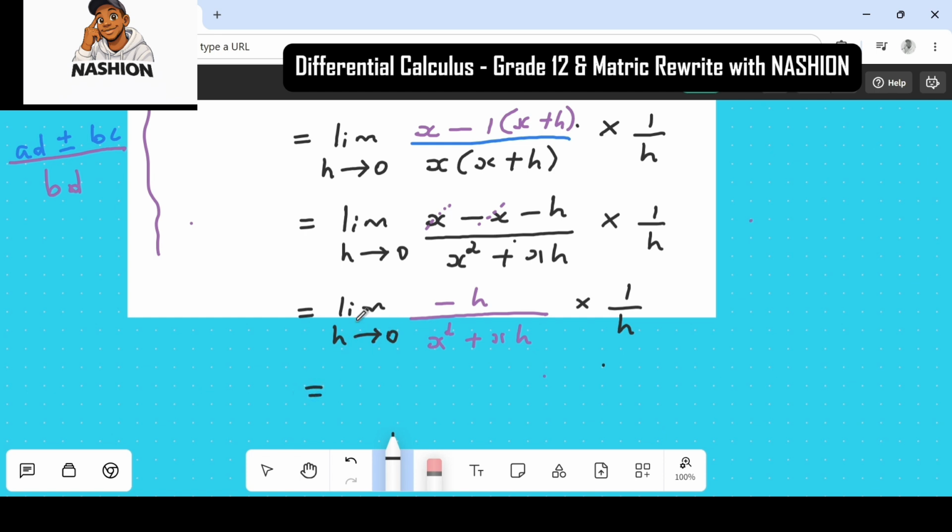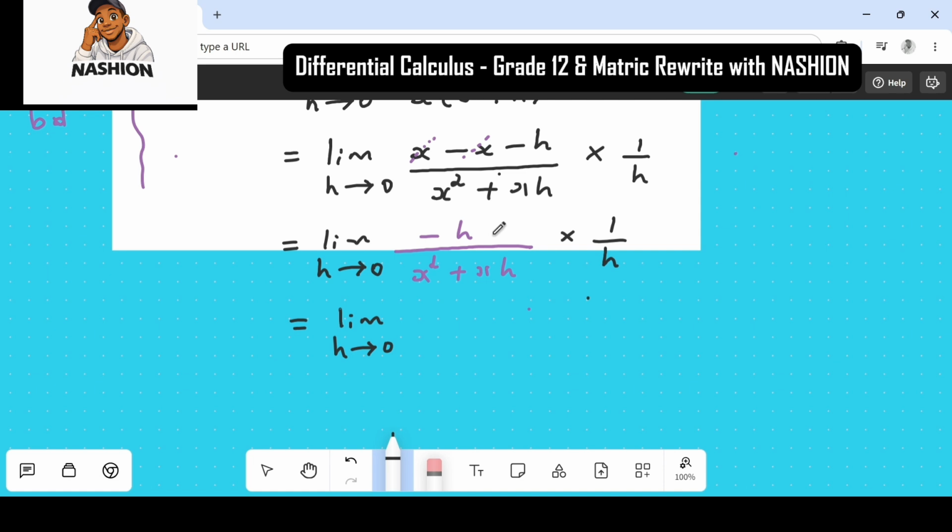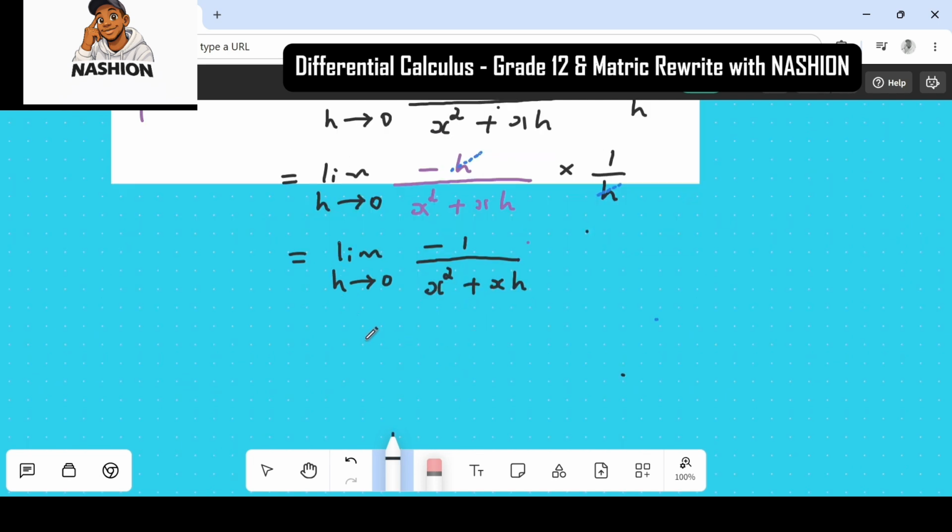Times 1 over h. Next step, limit h approaching 0. So this time, guys, there is no need to factorize because why? Since we are multiplying 2 terms here, this h up here is cancelling out the h at the denominator. At the numerator, we are left with negative 1. So we write negative 1 all over x squared plus xh. Now it's time to drop the limit because why? We imagine h approaching 0. So the h term at the denominator, imagine it as 0. You don't literally put the 0 there, we just imagine it as 0. So that's going to cancel out, and we are left with negative 1 up here. At the denominator, we are left with x squared. So the final answer is negative 1 over x squared.